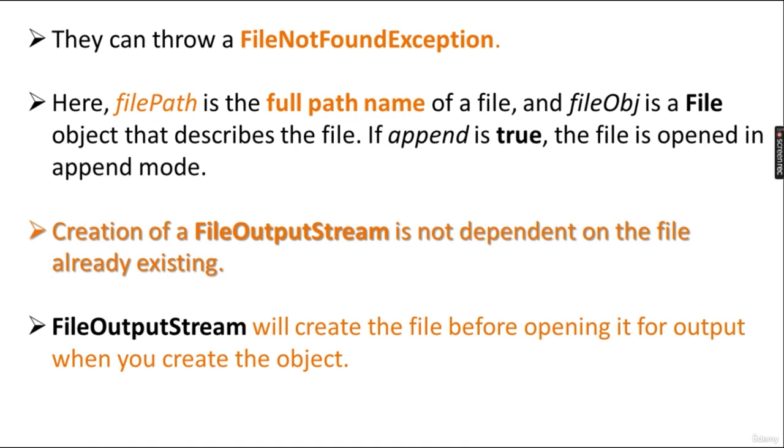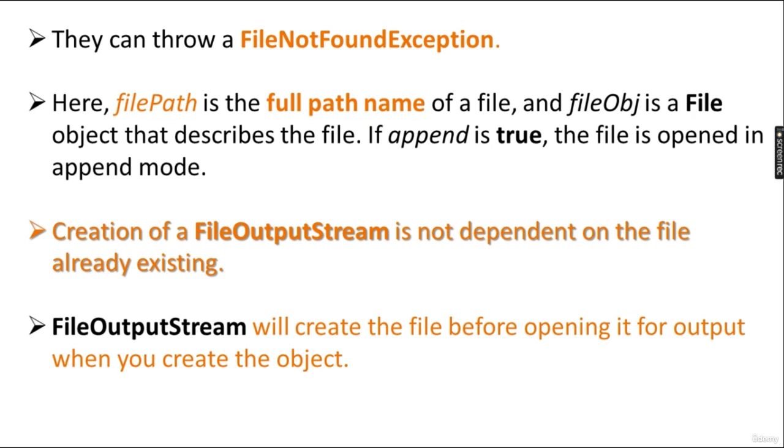File path is the full path name of the file. File object is the file object that describes the file. If append is true, the file is opened in append mode. Creation of a file output stream is not dependent on the file already existing. Okay. FileOutputStream: for FileInputStream we were reading from a file, but here we are writing to a file. If you are writing to a file and there is no file existing, the file will be created automatically. So you need not worry whether the file exists or not.